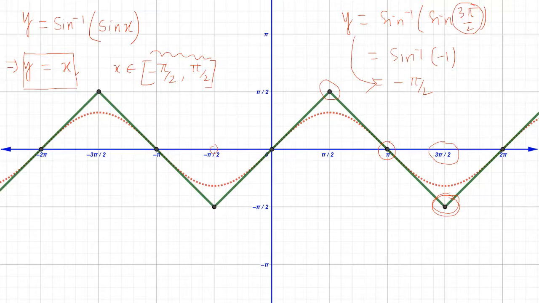In this branch, from here to here, the slope of the line is negative, meaning it is in downward motion. So the slope of the line is negative. This time y is equal to sin inverse of sin x, but this time it is not x, because it is out of the range minus pi by 2 up to pi by 2. It has gone outside this range, so therefore it is not x this time.